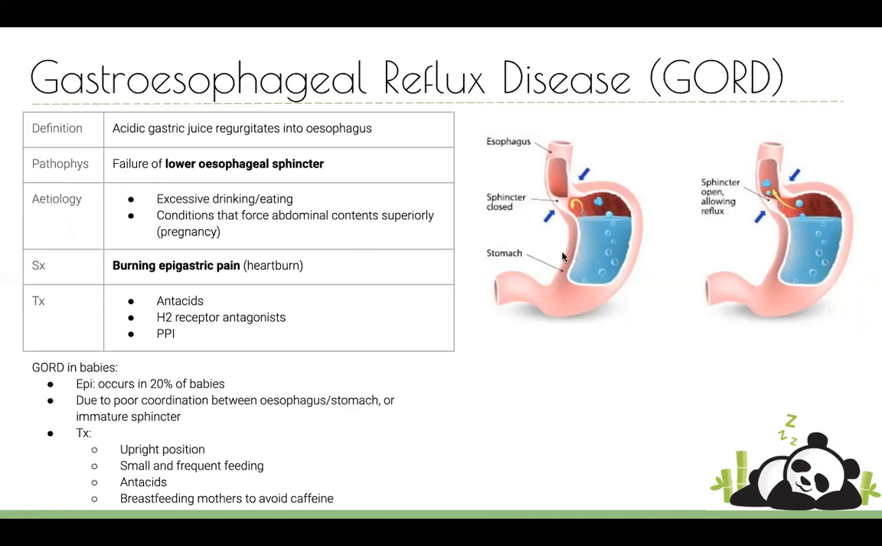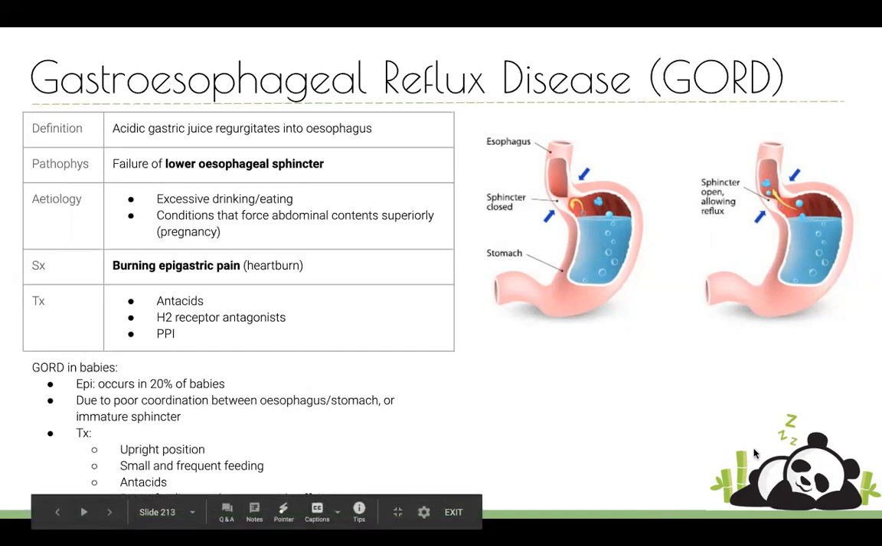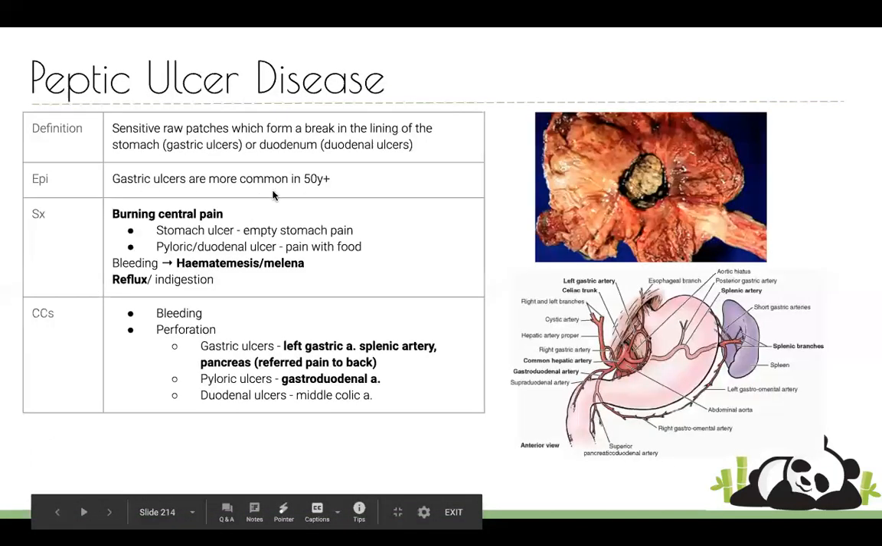And the main symptom is burning epigastric pain or heartburn, but you might also get things like acid regurgitation, which is when acid comes back up to the mouth, so you get like a bitter or a sour taste in your mouth. And you treat that with antacids, H2 receptor antagonists, PPIs, and it can occur in babies. I don't think it's that important to go through that though.